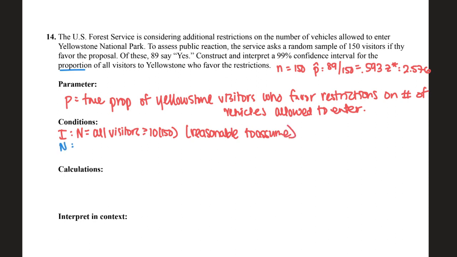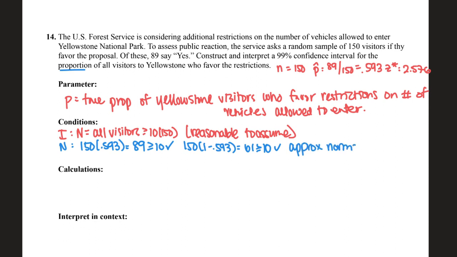The normal condition, we're going to do N times P hat, so it's going to be 150 times 0.593. That is 89. That's true. And then we're going to do 150 times 1 minus P hat. That gives me 61, which is also greater than or equal to 10. So that means we're approximately normal. And then lastly, the random condition, it does say a random sample, so that's stated.